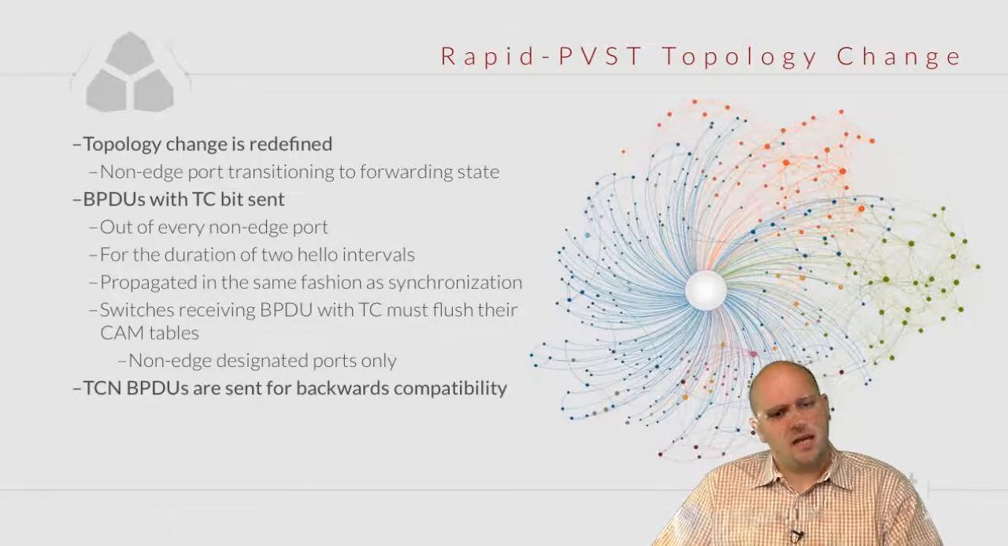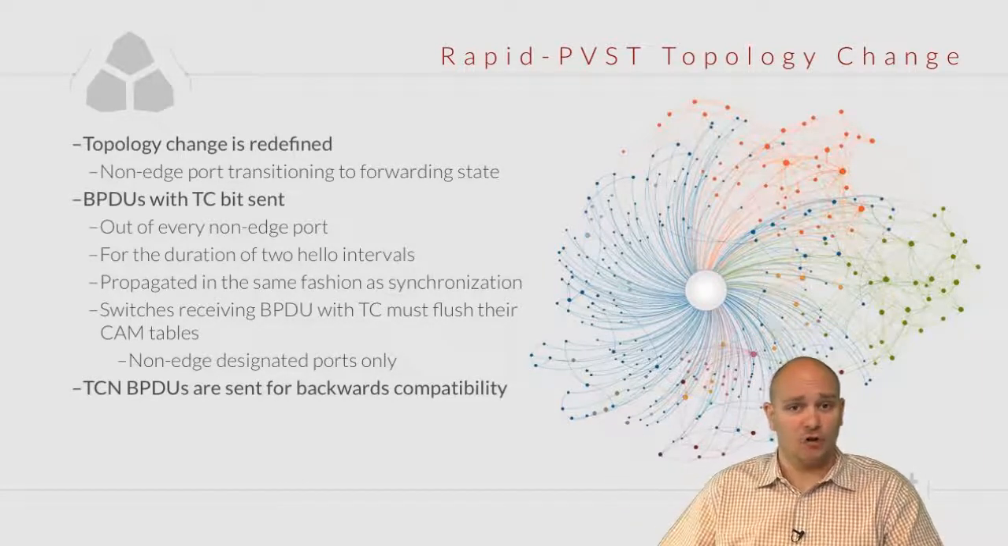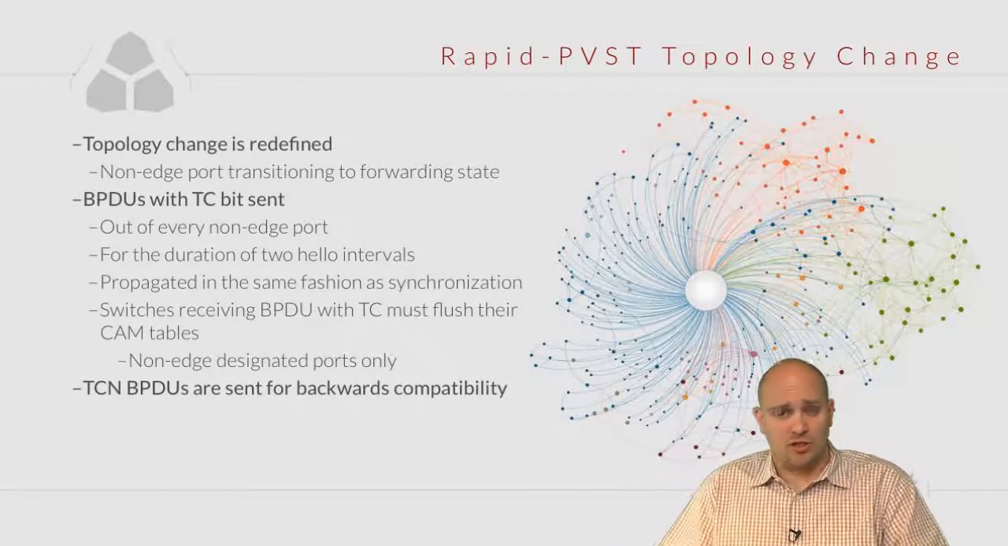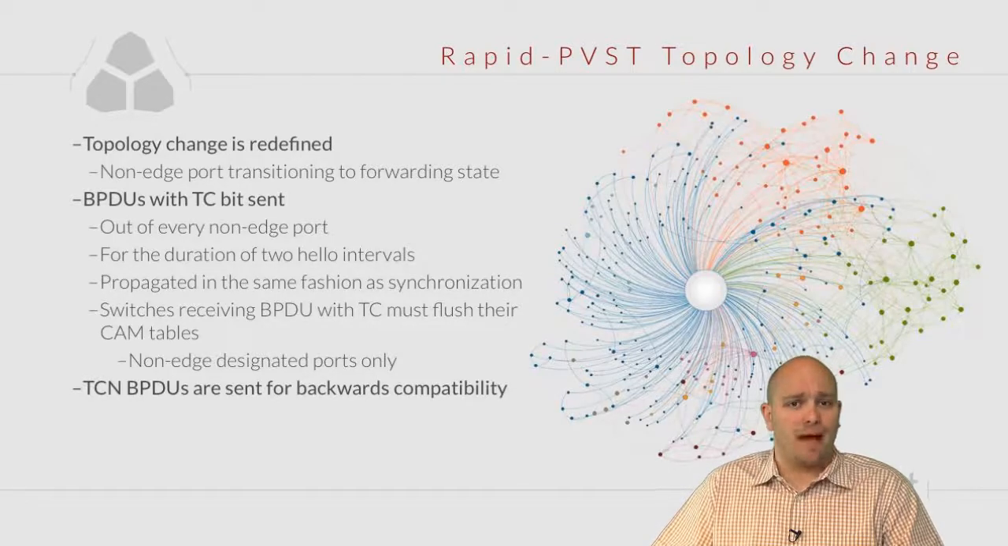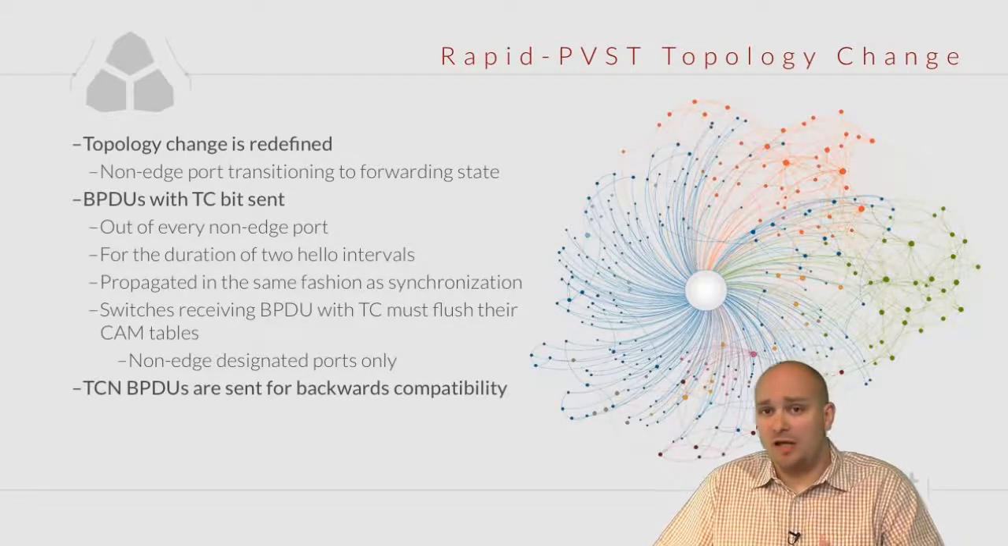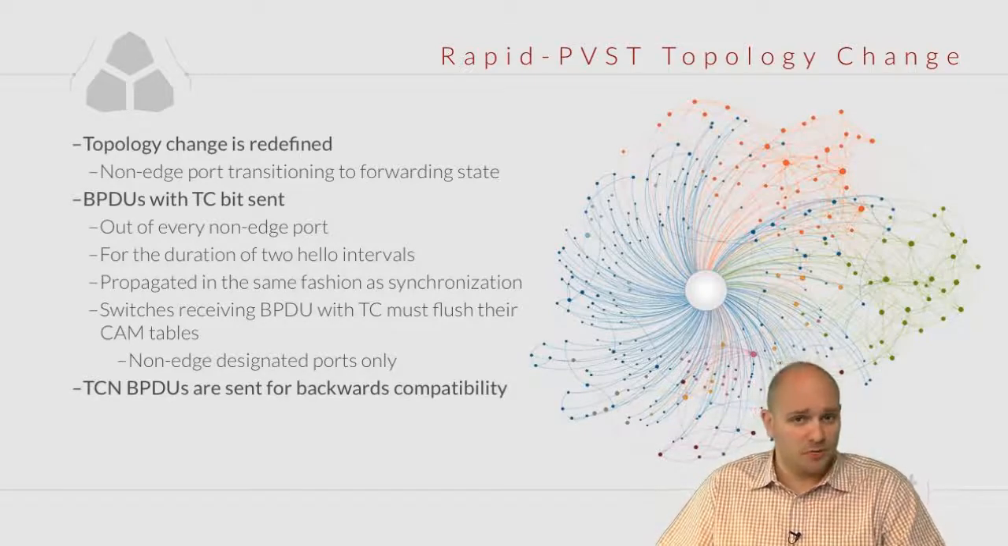When that happens, two separate things happen. Now, I'm going to talk about the last thing first. Just like in the traditional spanning tree, we are going to send out the TCN BPDUs, and they're going to propagate the same way they propagate in the traditional spanning tree. This is used for backwards compatibility, in a case that we have switches in our network that don't understand the rapid spanning tree process.